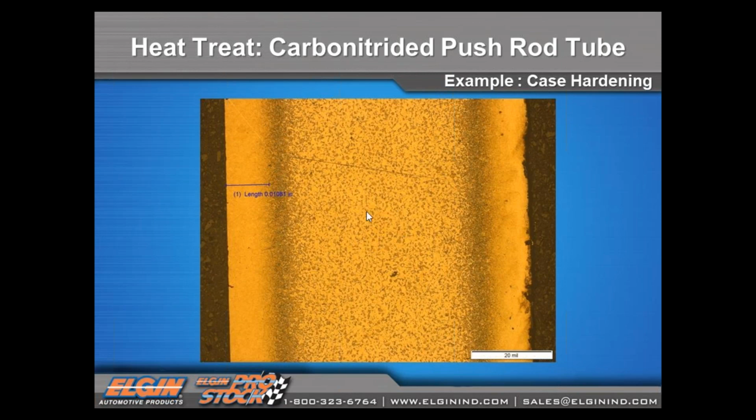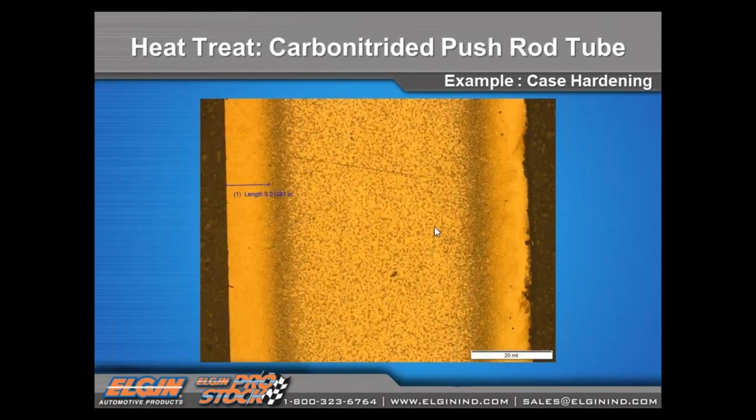Here's the base microstructure of the low carbon steel tube. This is just the ID of the tube. So you can see the surface is much rougher on the ID of the tube because it's a welded tube construction, and the outside is the finished cold rolled from the tube mill.